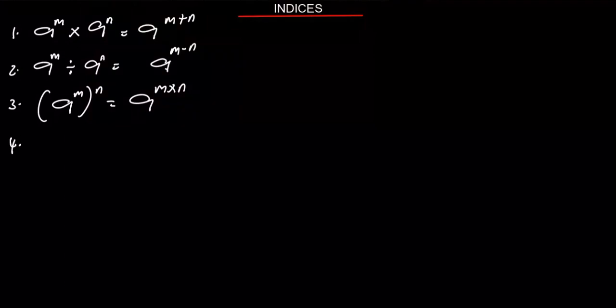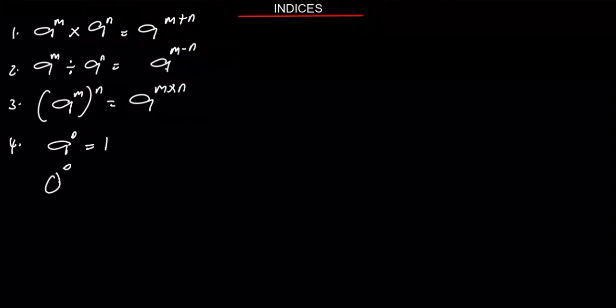The fourth rule: any number raised to power 0 is equal to 1. Are you there? Except 0 raised to power 0. 0 raised to power 0 is undefined. But any number other than 0, like 5 raised to power 0, 7 raised to power 0, 1 over 2 raised to power 0, minus 1 over 2 raised to power 0, is equal to what? Equal to 1.